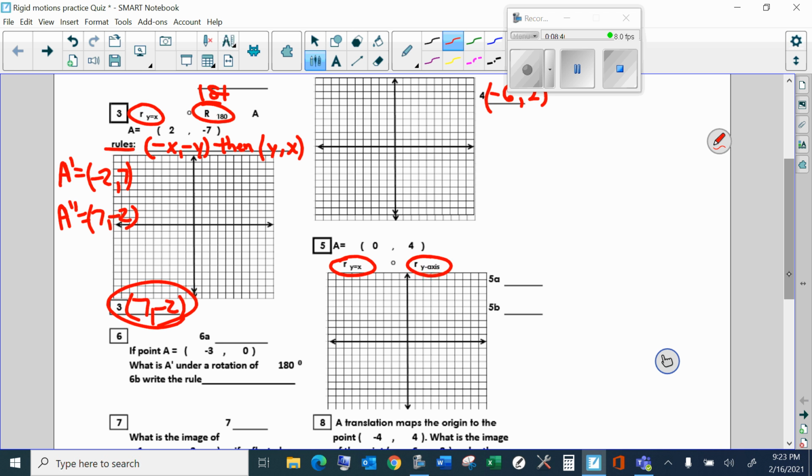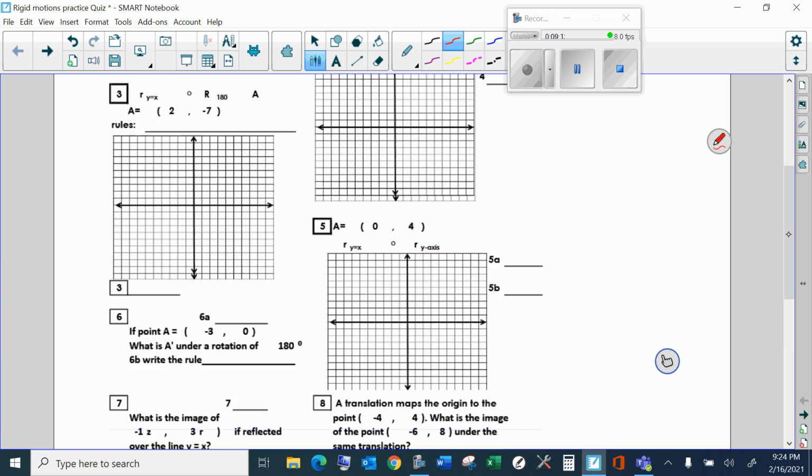So I reflect over the y-axis, that switches the x-coordinate, takes the opposite of that. Well, that stays the same in this case, so it's still 0, 4, I meant. And now, to reflect over line y equals x, I just switch them. So 4, 0. Very simple. Each one of those would be 2 points, since every problem is worth 4 points.